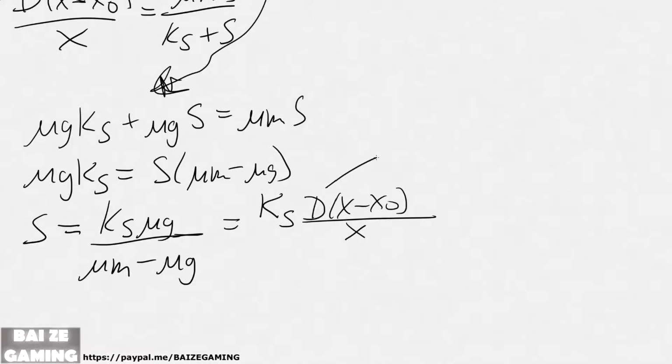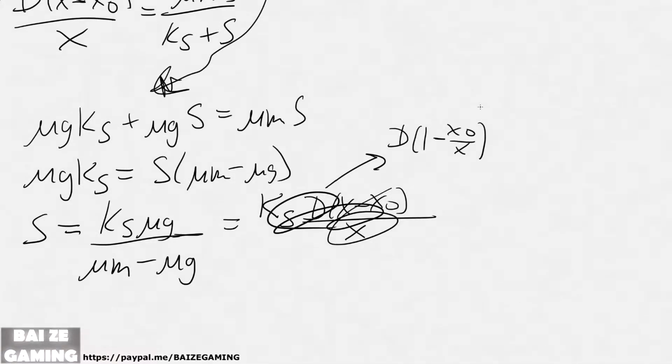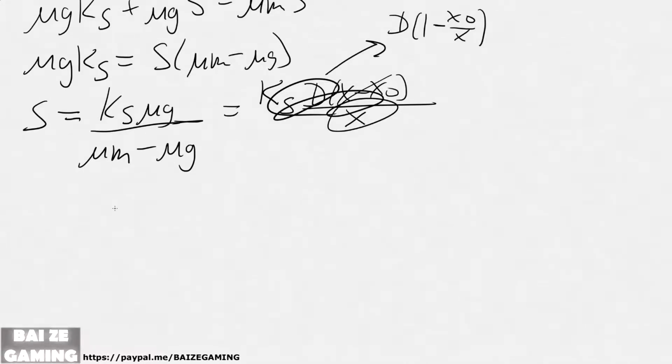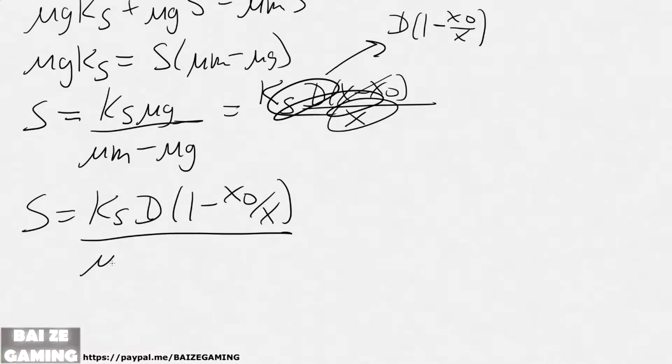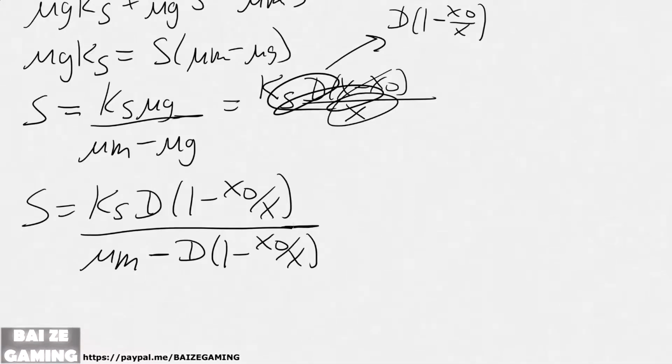But actually, first let's think about this, before I substitute this, and maybe we can simplify it a little bit. Let's see. It can be D times 1 minus x naught over x. So let me just substitute that in instead. There we go. That looks pretty nice.